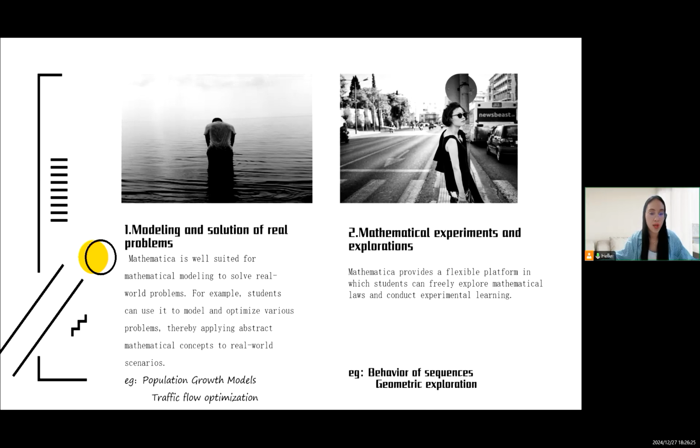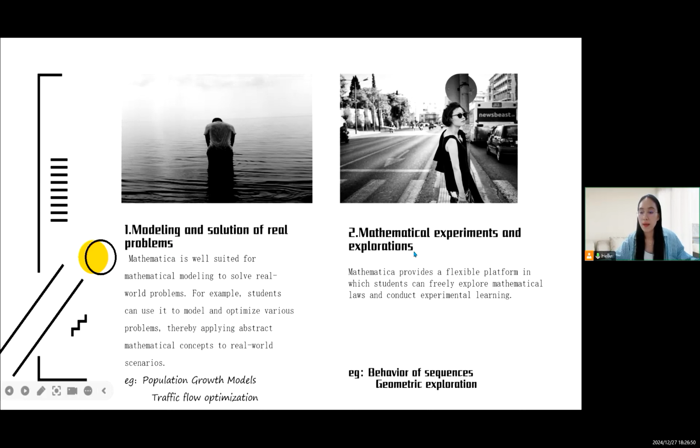The first one is population growth models. Students can use mathematics to model population growth, set growth rates, and observe long-term trends. The second one is traffic flow optimization. Students can model traffic flow and optimize traffic light times through mathematics. So this is all about the first point.